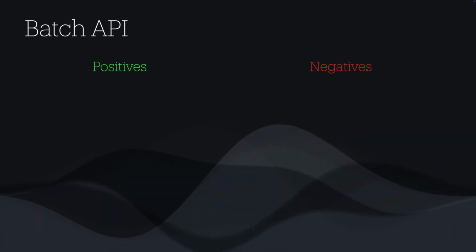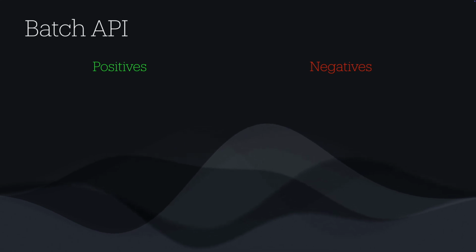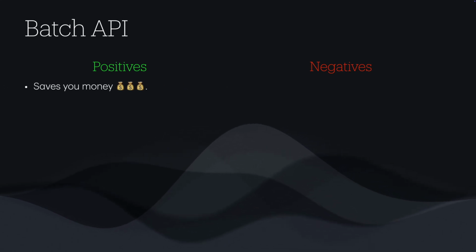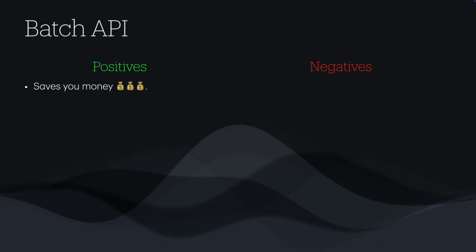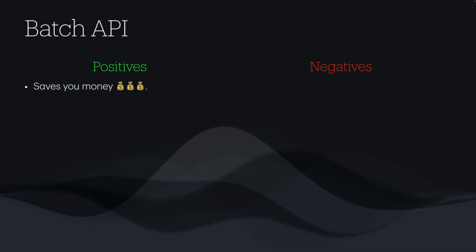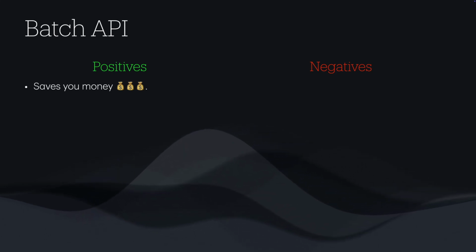So what are the pros and cons of the Batch API? Well, the Batch API is designed to save you money and computing resources. Additionally, it's designed to save OpenAI money in computing resources.